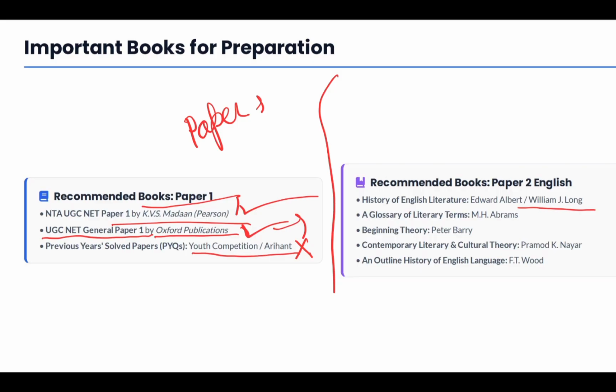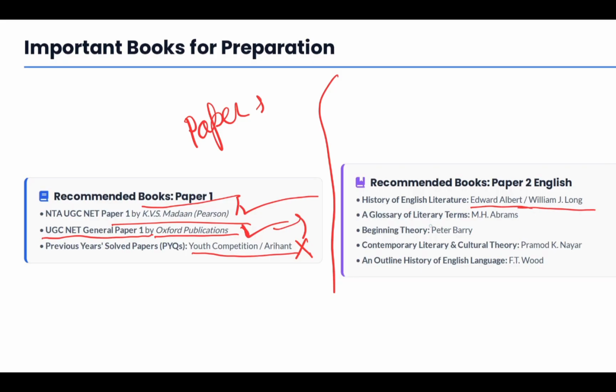Many aspirants or teachers would suggest you read David Daiches, but in my point of view this book is not for beginners. If you want to read that book, read it after your examination, when you qualify, because that book is very bulky and not for beginners. These other books are very good for your preparation.